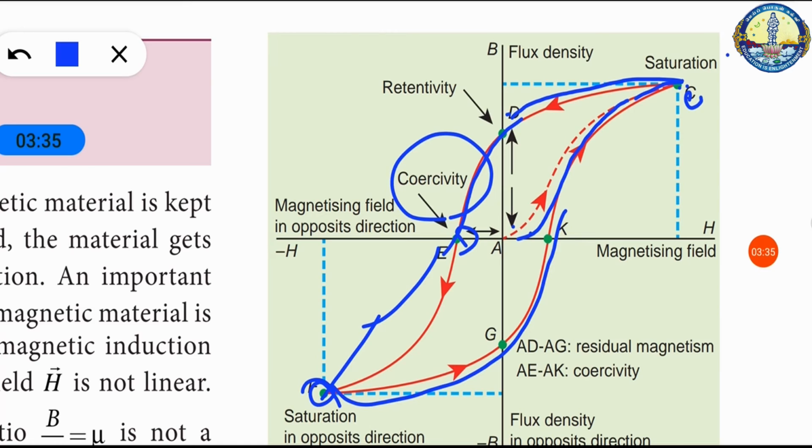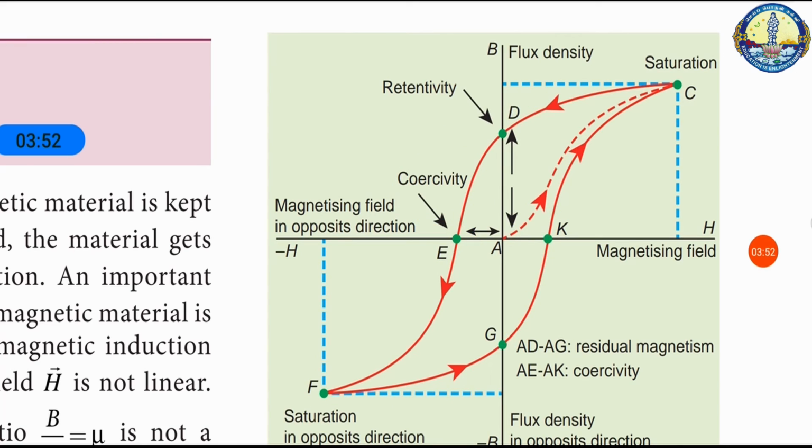So this closed curve, that is from A to C, then D to E, then F, G, K, C, is called the hysteresis loop and it represents a cycle of magnetization. In the entire cycle, the magnetic induction B lags behind the magnetizing field H. This phenomenon of the magnetic induction lagging behind the magnetizing field is called hysteresis. Hysteresis means lagging behind.